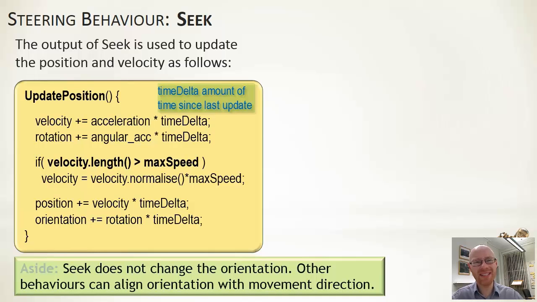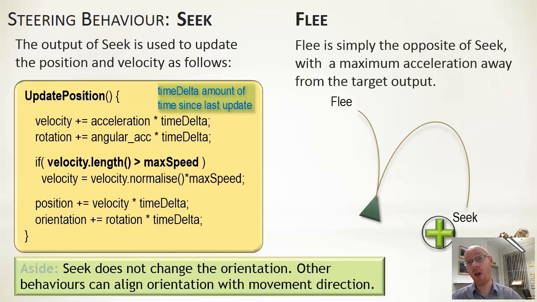It's important to note here that seek simply outputs a velocity. It changes the position, it doesn't change the orientation. So if we want an entity to move towards another one, but also to change its orientation, for example, to point in the direction it's traveling, we're going to have to combine this seeking behavior with another one of the steering behaviors, which we'll look at later on. Flee is the opposite of seek. All we do there is output an acceleration in the opposite direction, same magnitude, and that will accelerate away from the target as fast as possible.